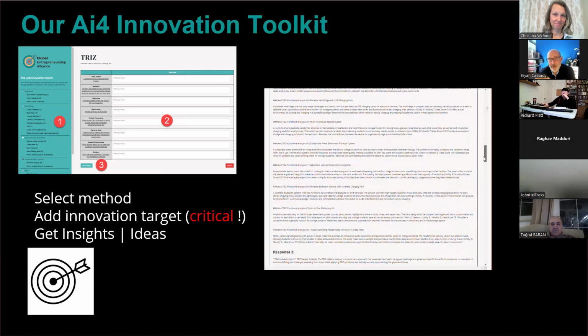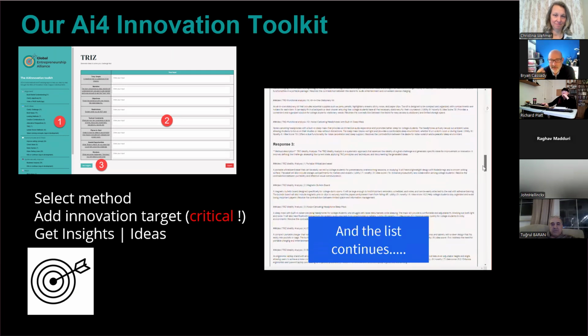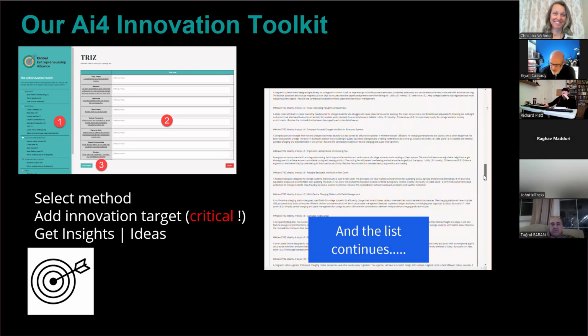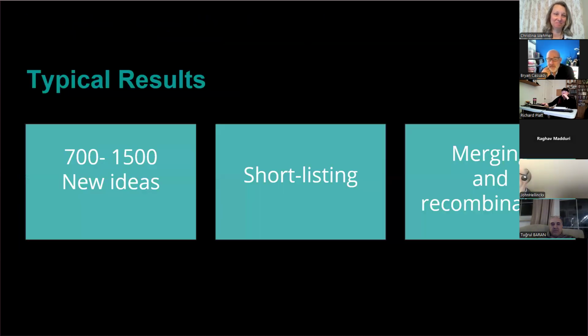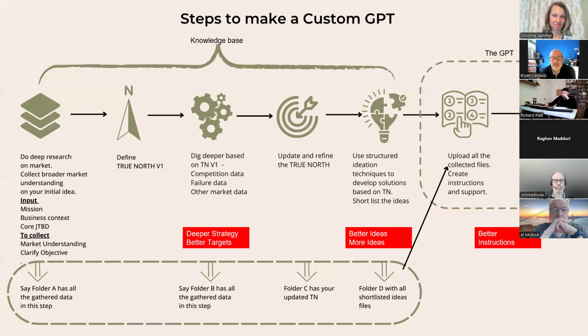It will keep on going and keep on going. What you will typically get out of this is somewhere between 700 and 1,500 new ideas. The AI will shortlist the ideas, and it will also help you merge and combine them. So what you've got in this process is we can add 3 things. We can help you get your strategy better. We can help you get better ideas and more ideas. And we can help you write the instructions.